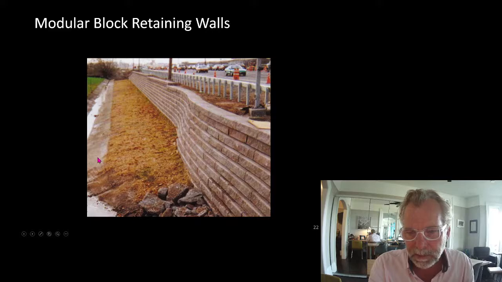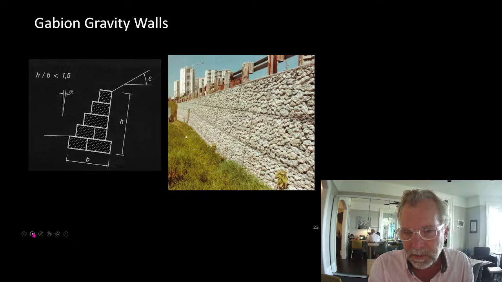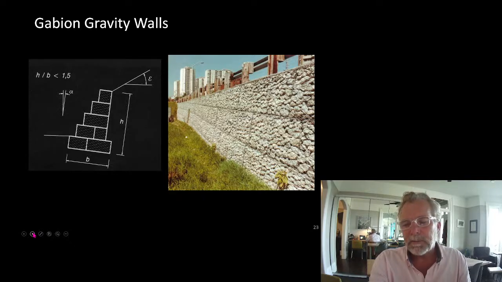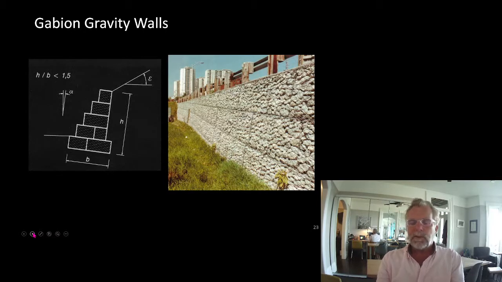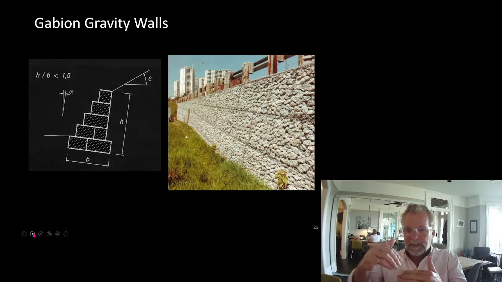An example of a modular block retaining wall. I meant to grab a picture of a dry stone retaining wall, but you can Google a dry stone retaining wall. Dry stone retaining walls, the structural behavior is very much like a modular block retaining wall. It's just done with natural stone and is a more artisanal process. It takes someone who knows what they're doing to build a dry stone wall properly. Whereas a modular block retaining wall, if the keys align, the blocks are keyed together and it's going to be fine.